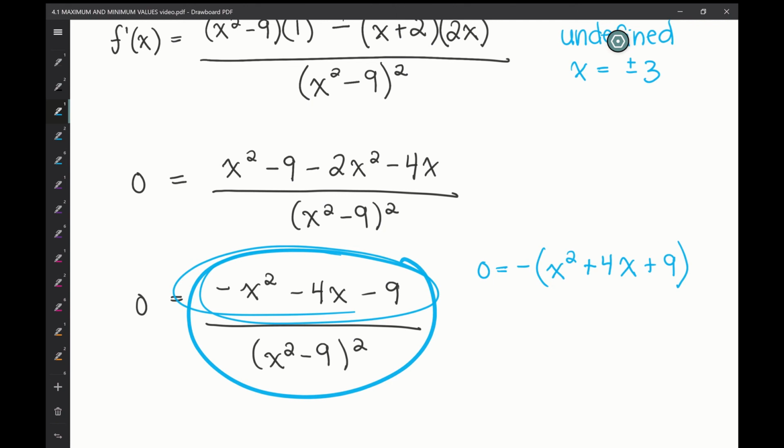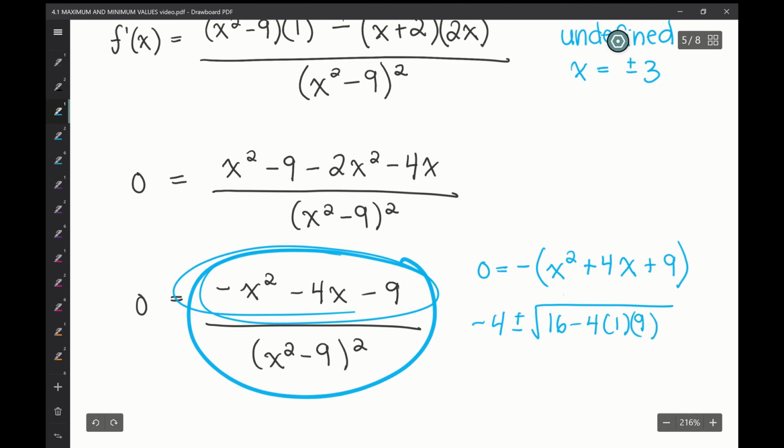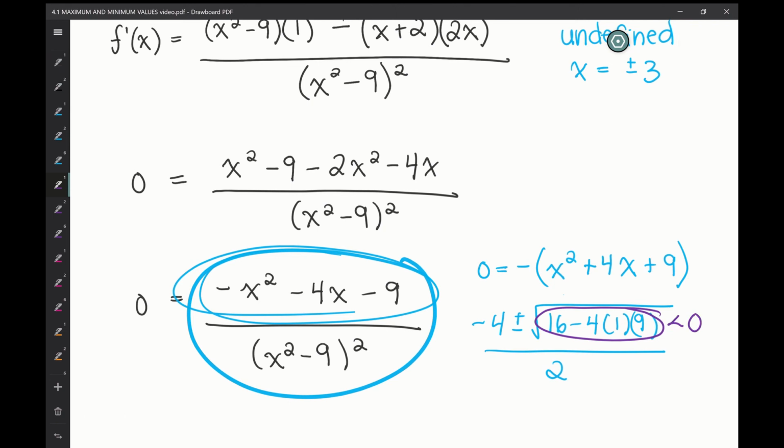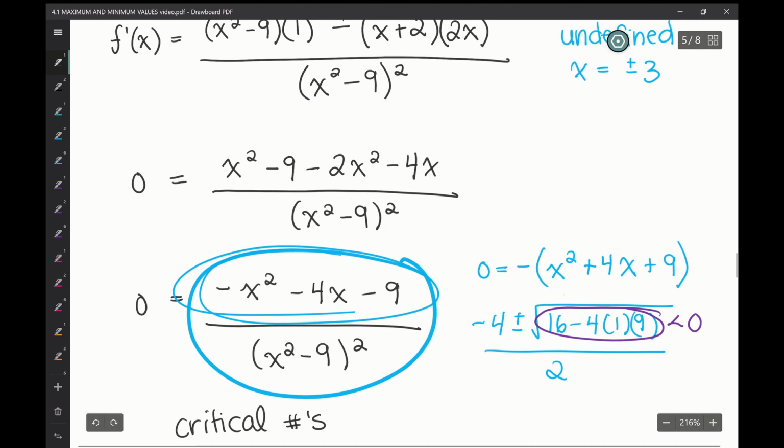So then we need to use, well, if nothing jumps out at you, you can try using the quadratic formula. So we have negative 4 plus or minus the square root of 4 squared, which is 16, minus 4 times 1 times 9, all over 2. Since our discriminant is less than 0, we have no real solutions. So that means that our only critical numbers are where our function is undefined. So our critical numbers are x equals negative 3 and positive 3.